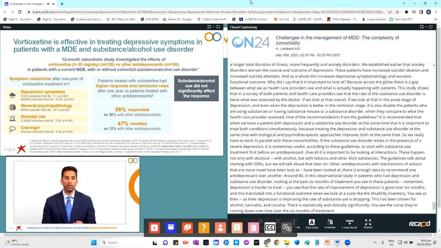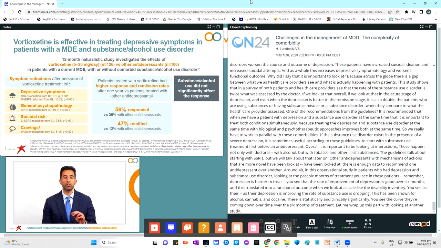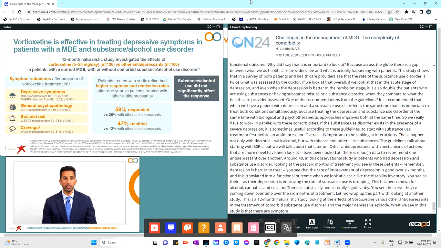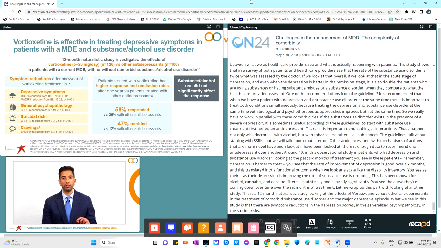Let me wrap up this part with looking at another study. This is a 12-month naturalistic study looking at the effects of vortioxetine flexibly dosed from 5 to 20 milligrams a day versus other antidepressants in the treatment of comorbid substance use disorder and a major depressive episode. What we see in this study is that there are symptom reductions in the depression scores, in the generalized psychopathology, in the suicide risks. Remember, we said this is a big problem in this patient population, but also in their craving for substances.